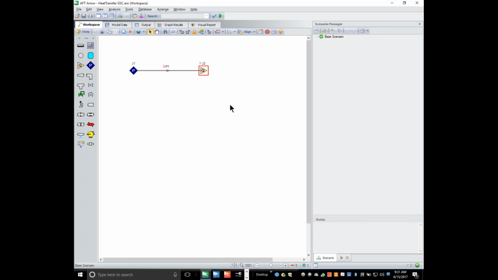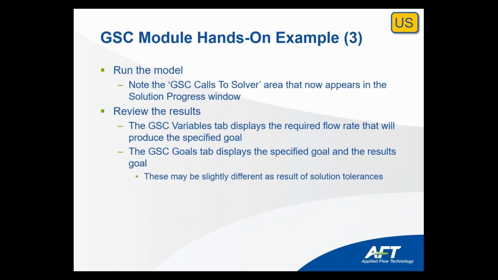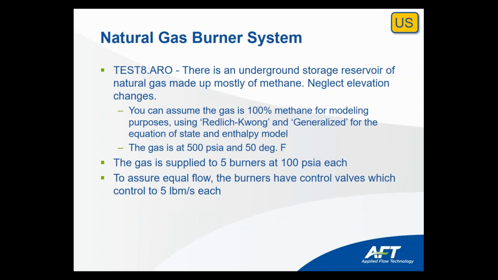So we'll go ahead and open a new model here. We'll leave the goal seeking control module on, and we are going to look at a natural gas burning system. So we have an underground storage reservoir of natural gas. We're just going to assume that's methane. We're going to assume that everything's at grade, and we are going to take into account all compressibility effects.